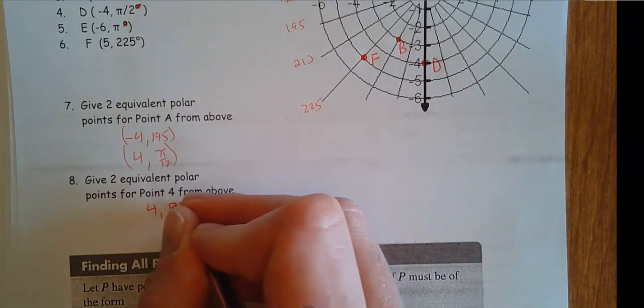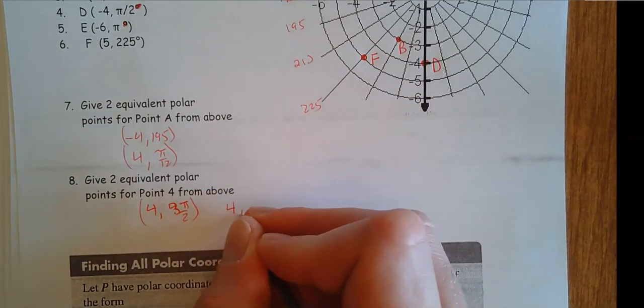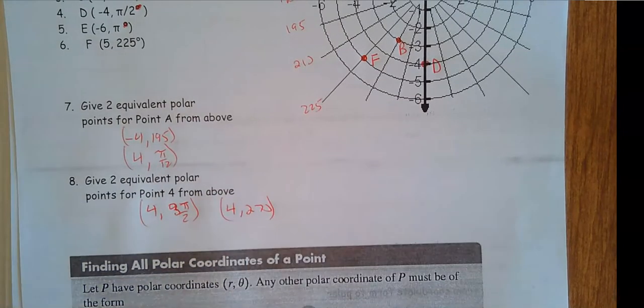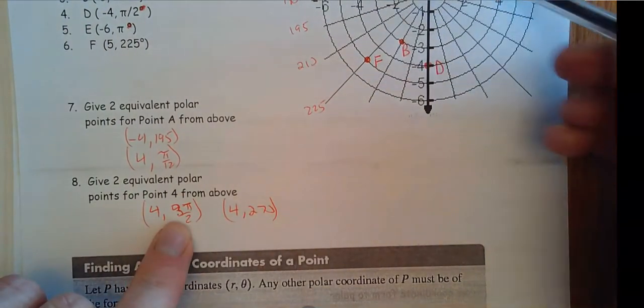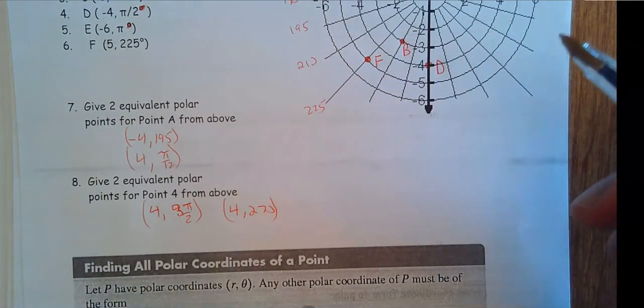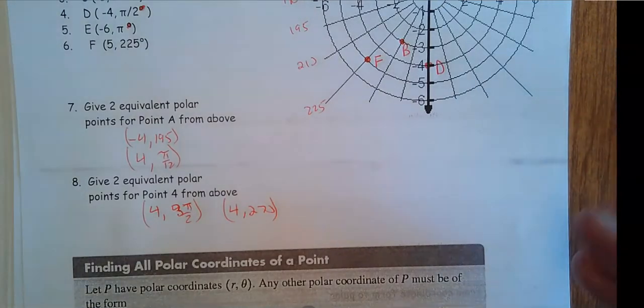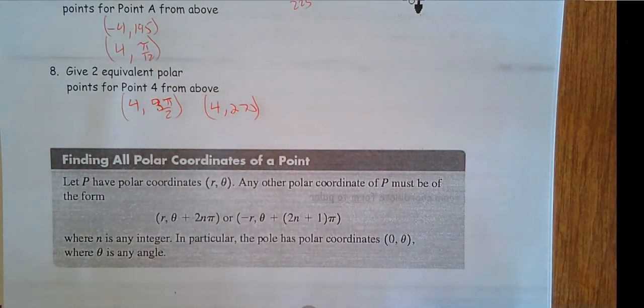See 3 pi over 2, or 4, 270. Put those in there. So that was for point 4, which is also letter D here. So 3 pi over 2 out 4 units, and then 270 out 4 units would be some equivalent ways of putting that. So just finding all the polar coordinates of a point, all the different ways you could possibly do it.